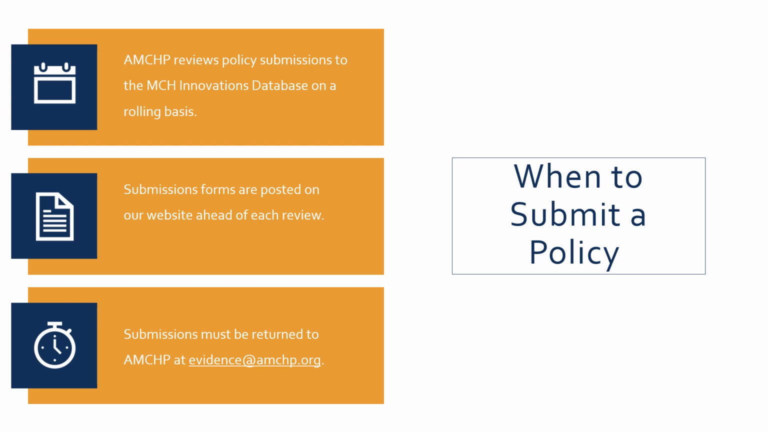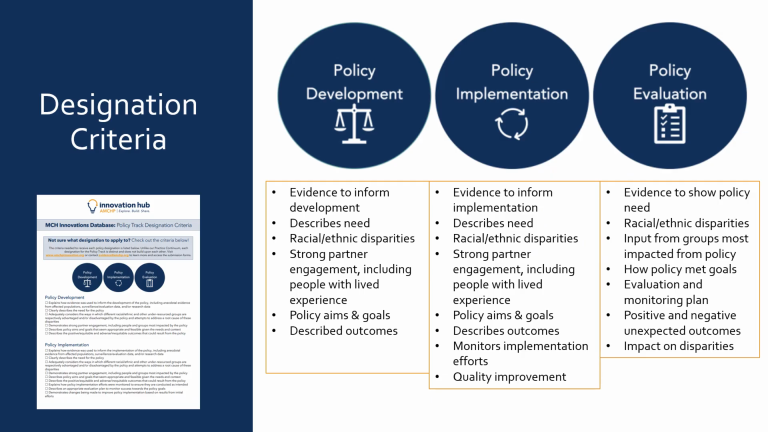There is one unified policy submission form that includes all of the questions for all three designations. A policy can be submitted for multiple designations at the same time. The submitter would just have to ensure that the relevant questions are answered on the form. Once those forms are completed, they are submitted to evidence@mchip.org for review. There is also an overview sheet with all of the designation criteria available on MCH's website for your review and convenience.